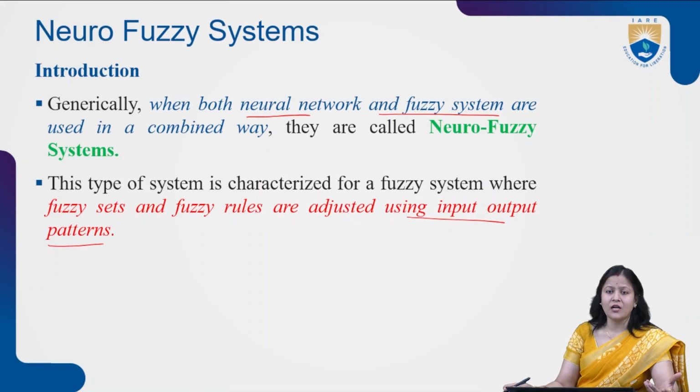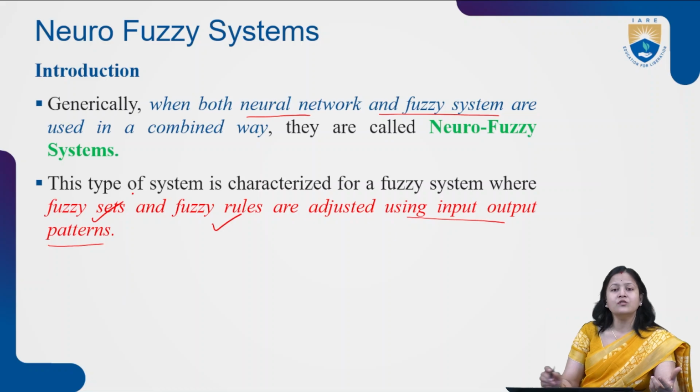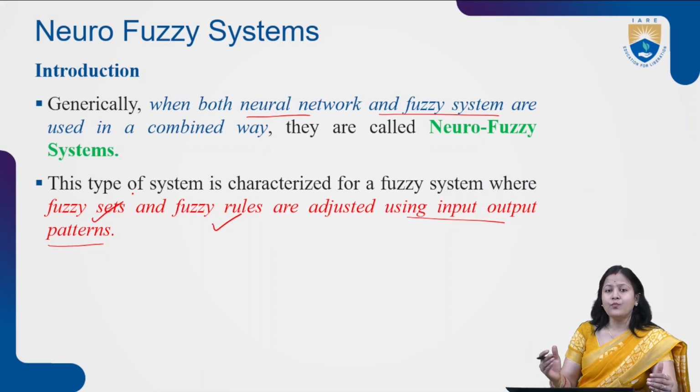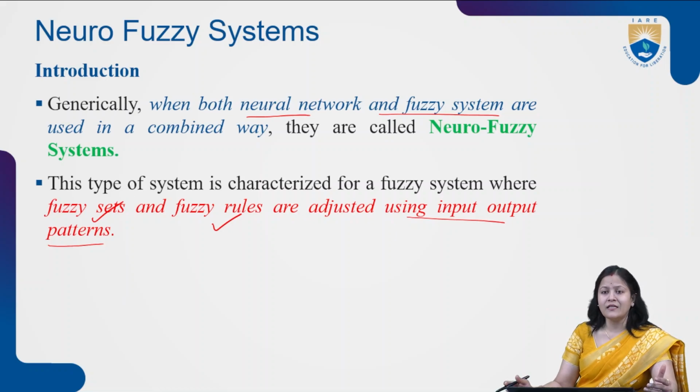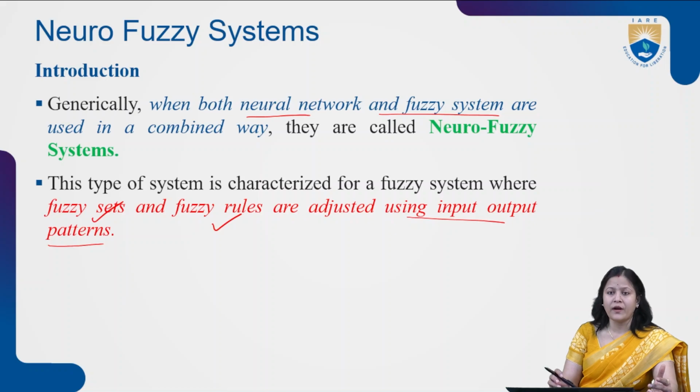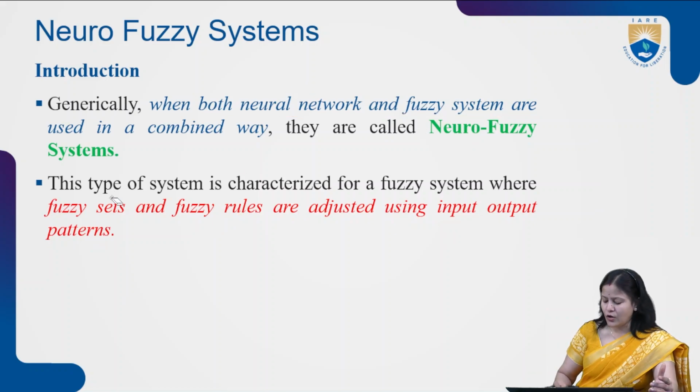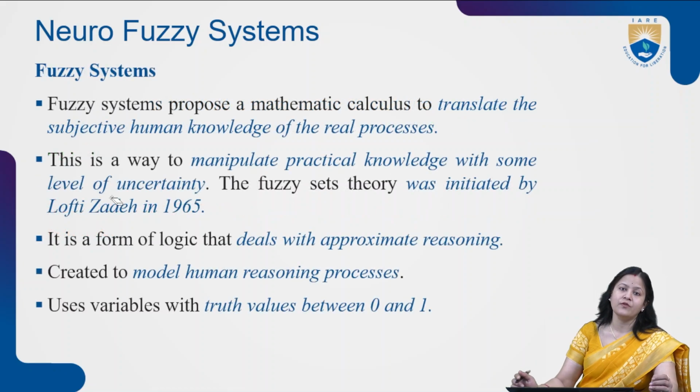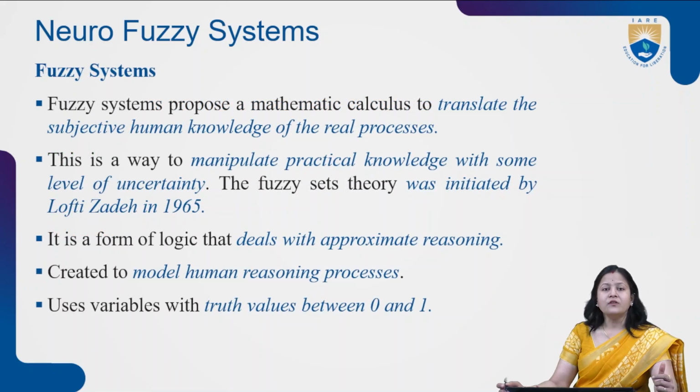So because of that property, the fuzzy set and the fuzzy rules which we use in our fuzzy logic, both the things can be automatically adjusted using the input output pattern. So that is why neural network plays an important role in fuzzy logic to improve the performance of the fuzzy system. Now, fuzzy system already we have discussed in my previous video.